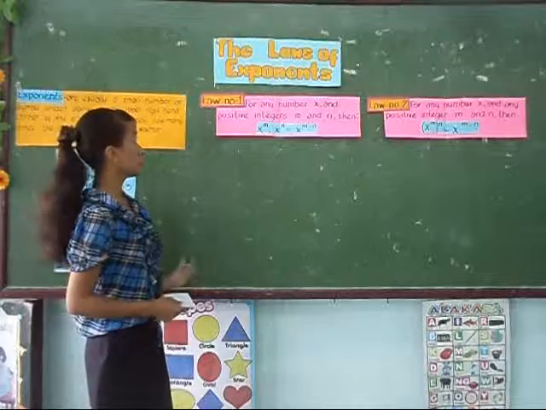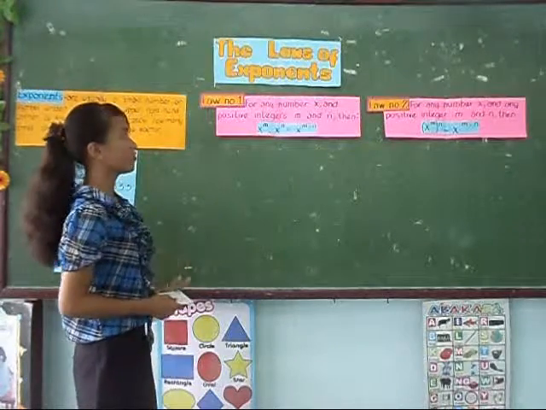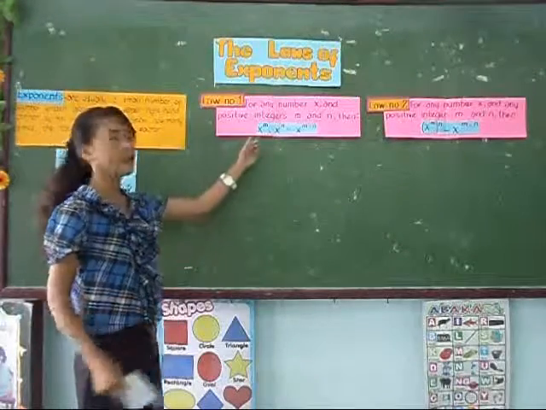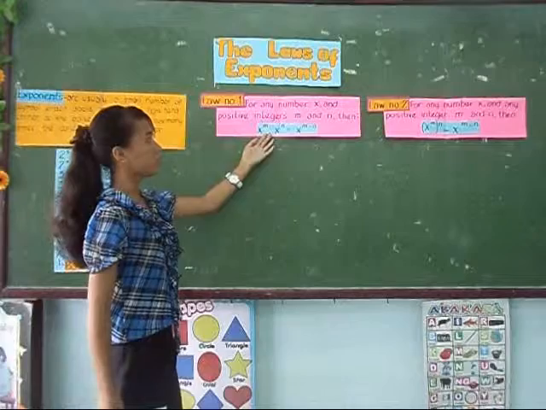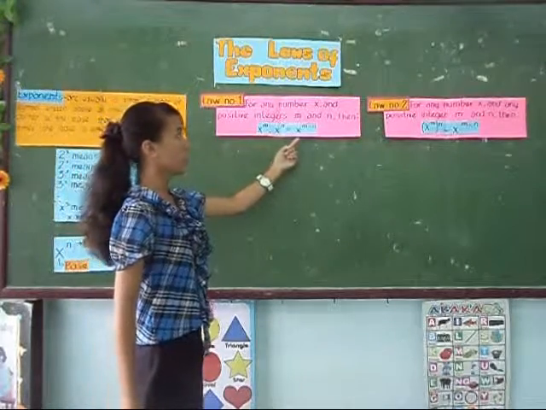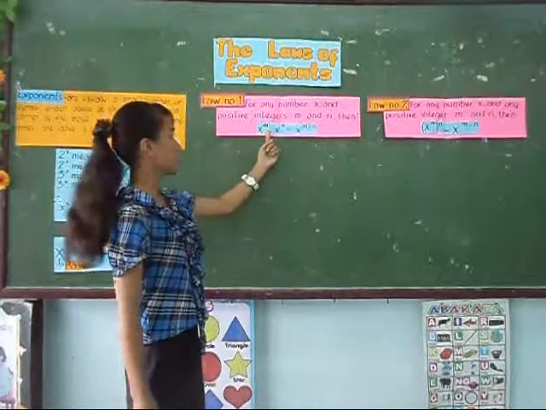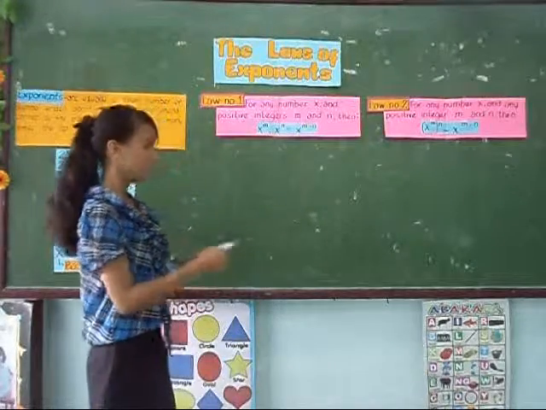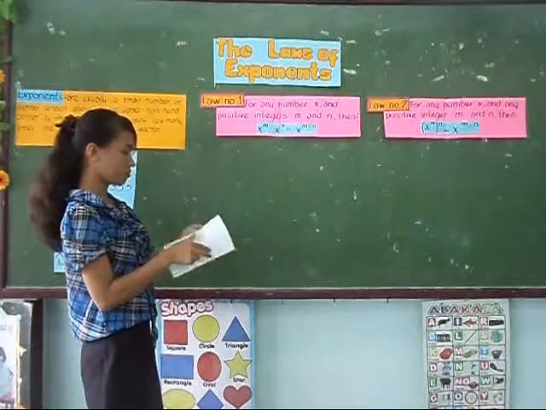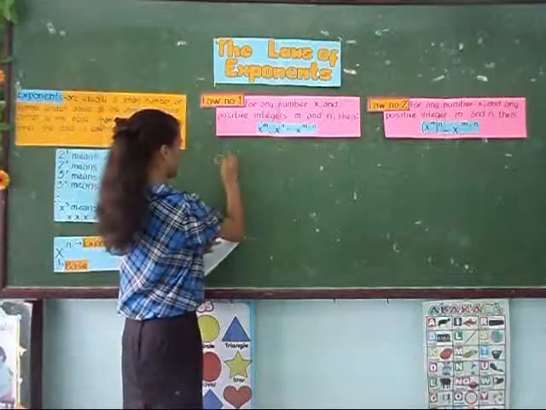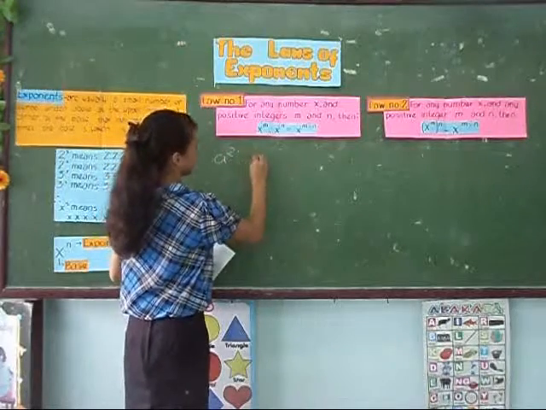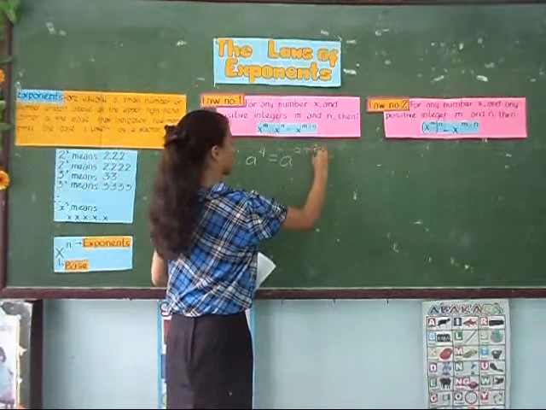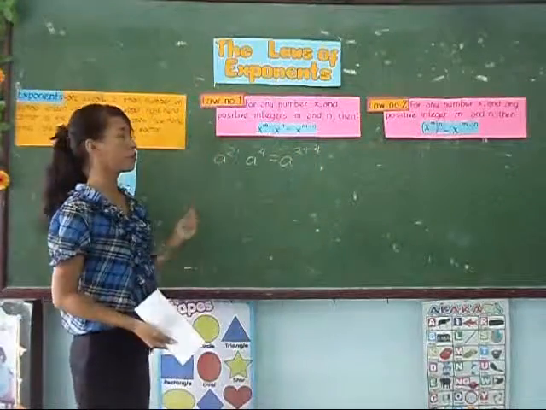We have the first law, which is law number 1: for any number x and positive integers m and n, x to the power of m multiplied by x to the power of n equals x to the power of m plus n. Then you have to add the exponents. Now, example. We have the example of law number 1.